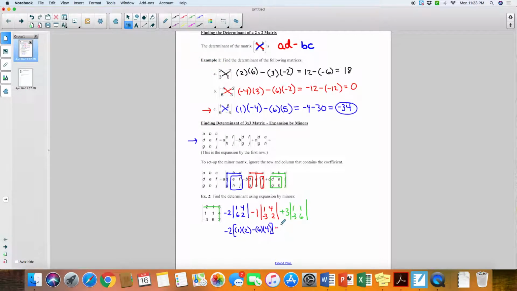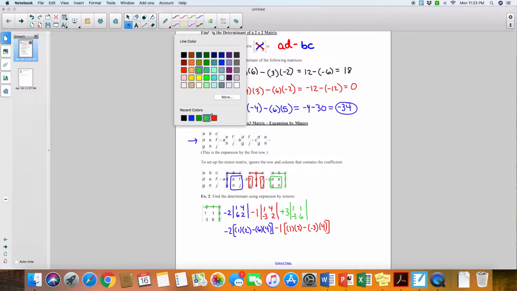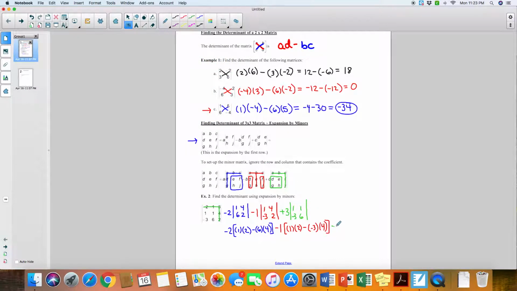So I will be -1 times, and then I find the determinant of this 2 by 2 matrix. So that will be 1 times 2 minus -3 times 4. Right. And then the last one, so that would be a plus sign, and then it would be 3. And then I find the determinant of that last matrix, which would be 1 times 6 minus -3 times 1.